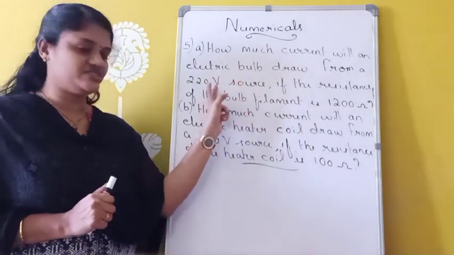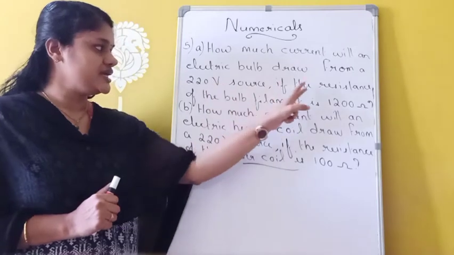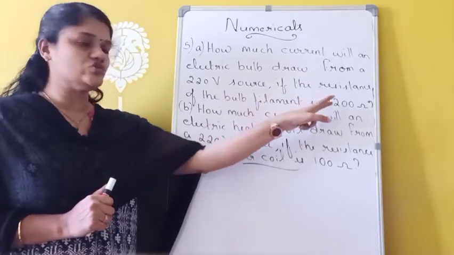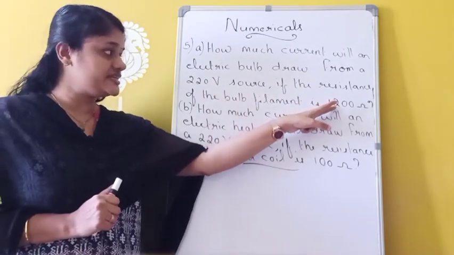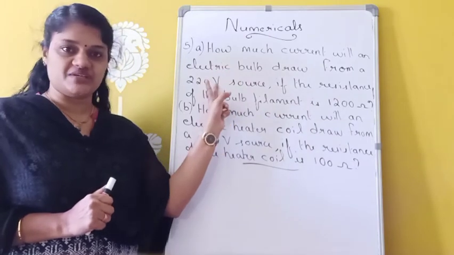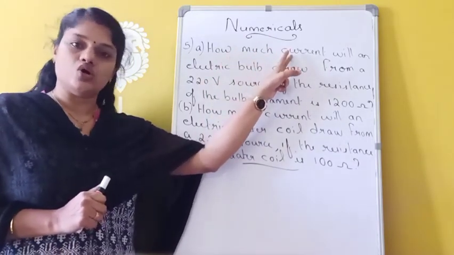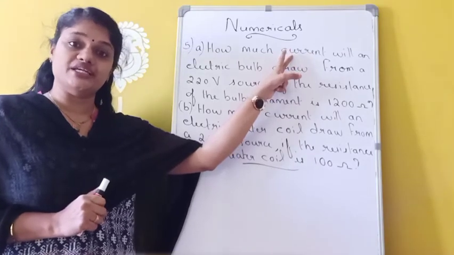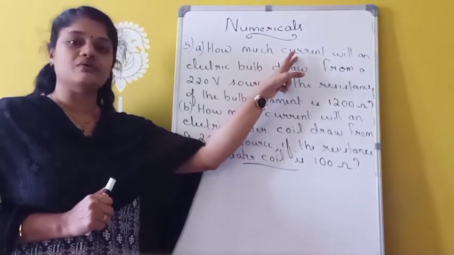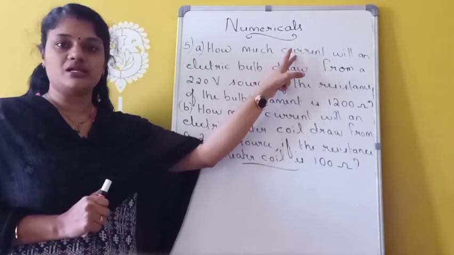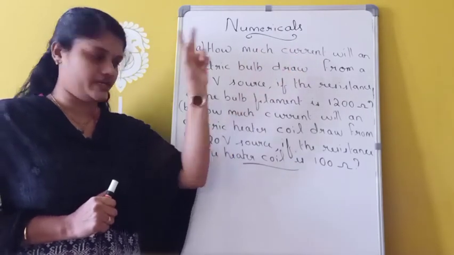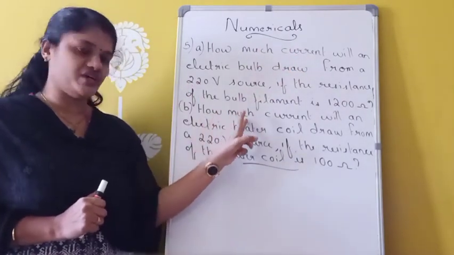So potential difference is given here as 220 volt. If the resistance of the bulb filament is 1200 ohm. So resistance is given as well as potential difference is given. We have to find which one? Current. So we can use which formula here? Ohm's law formula. That is V equals I into R. From that I equals V by R. So using Ohm's law, we can find which one? Current.